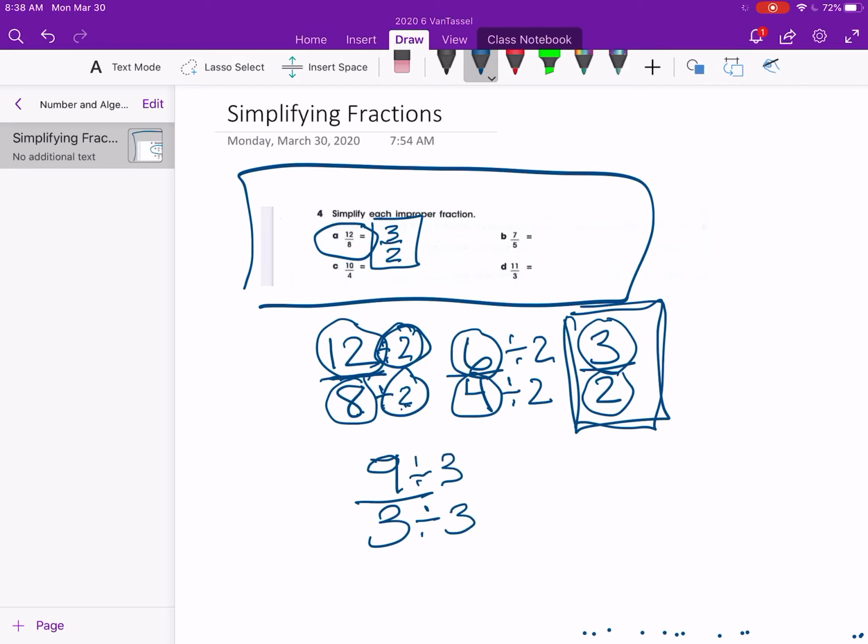3 divided by 3 equals 1. 9 divided by 3 equals 3. This is as small as this can get. So this would be the simplified fraction. It's equivalent to this. It's just in its simplest form.